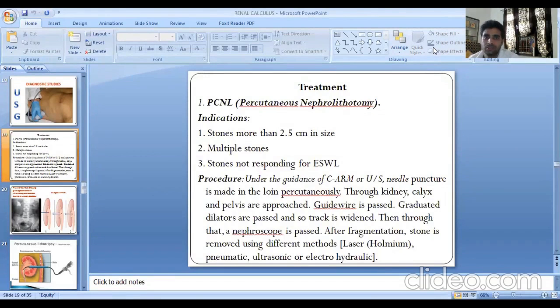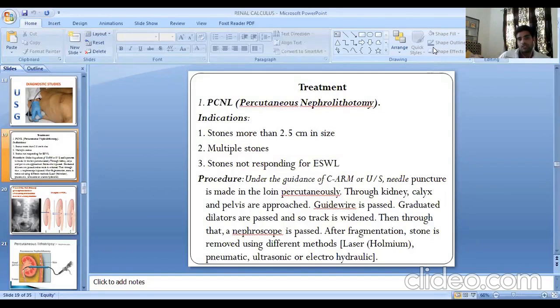First, let's begin with PCNL, percutaneous nephrolithotomy. Indication: stones more than 2.5 centimeter in size, multiple stones not responding to ESWL.